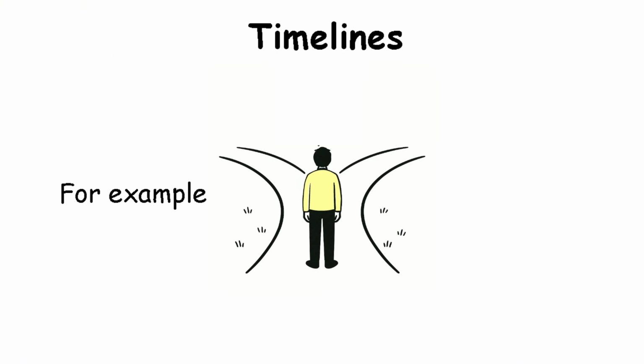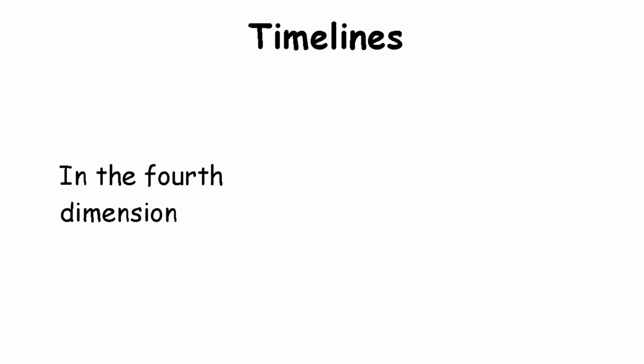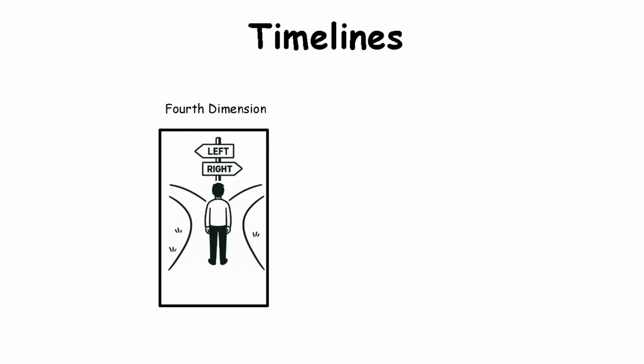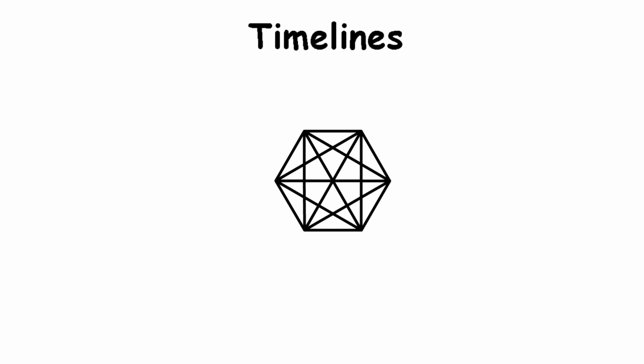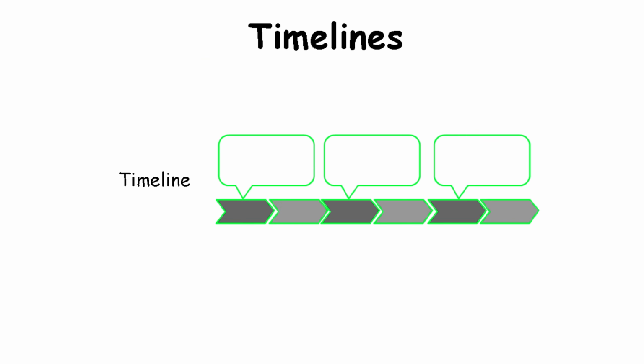For example, picture yourself at a crossroads. You can turn left or right. In the 4th dimension, you choose one. In the 5th, both possibilities exist. The 5th dimension contains every potential timeline that could unfold from the same starting universe.